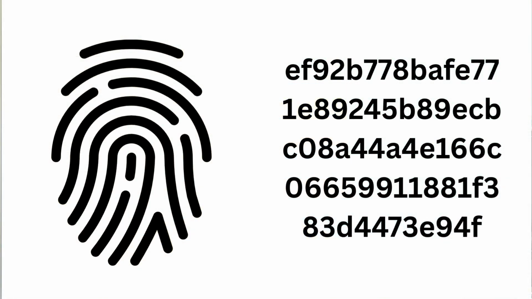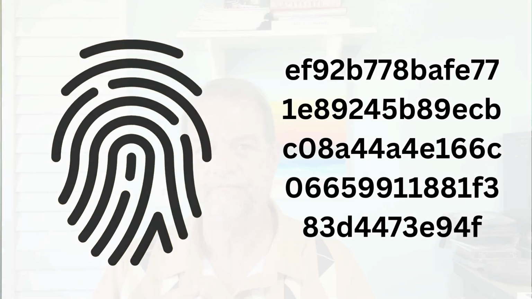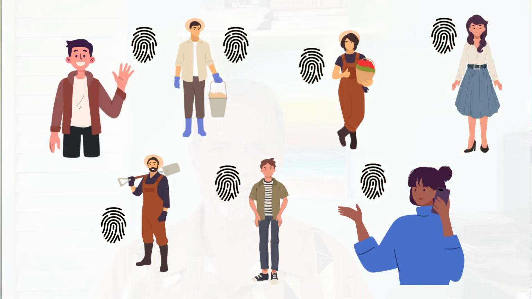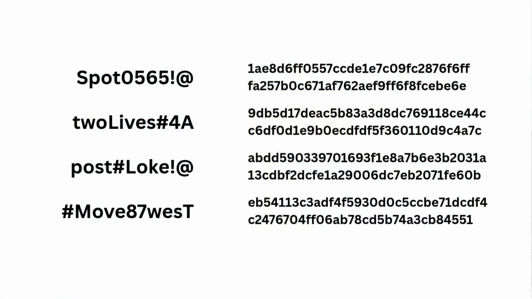Think of a hash as a digital fingerprint for a piece of data, such as your password. And let's think about a couple things about fingerprints. One, they're unique. Everyone has unique fingerprints. Same with the hashes. Every password has a unique hash. And second, they're not reversible.